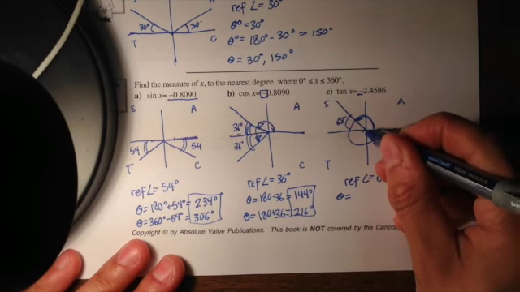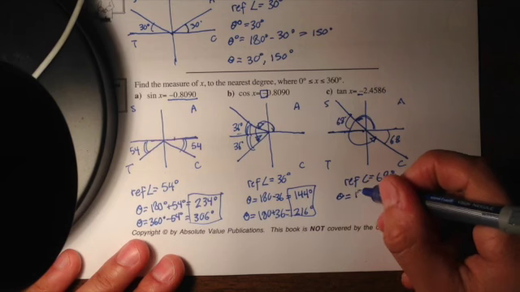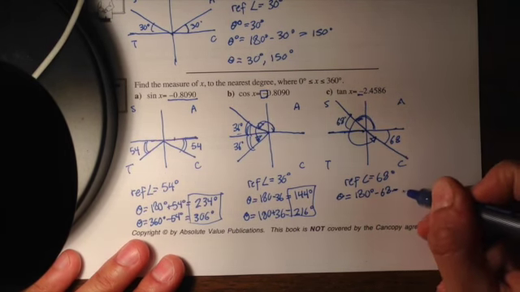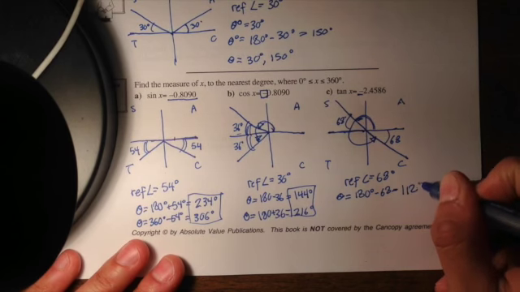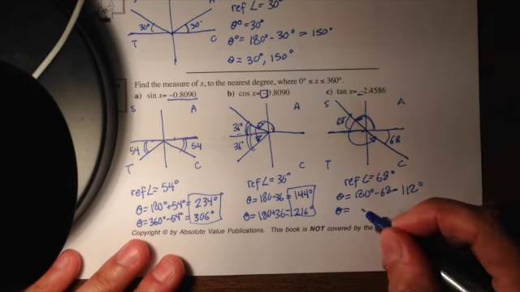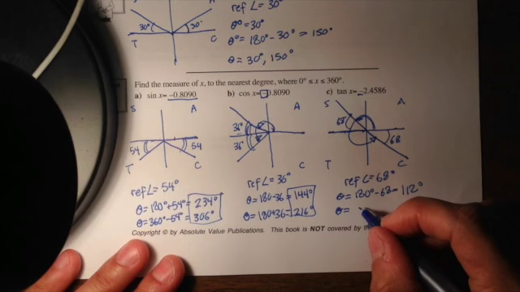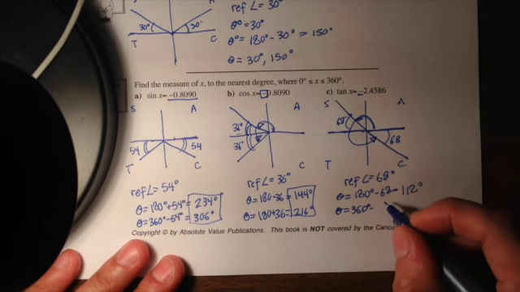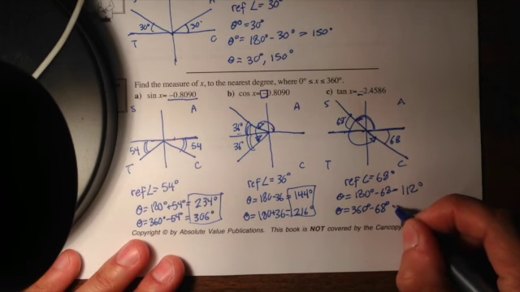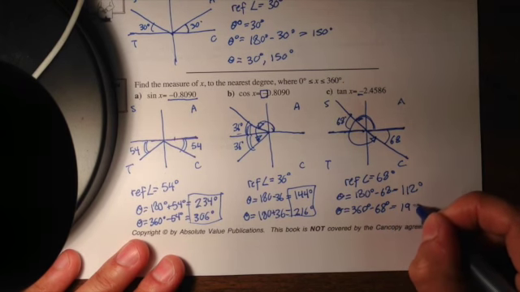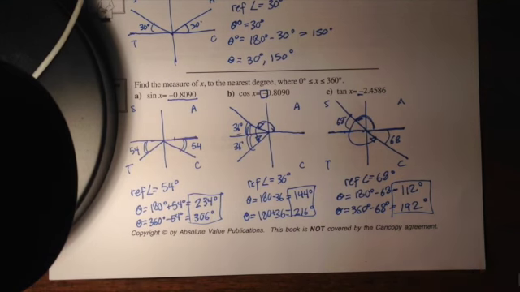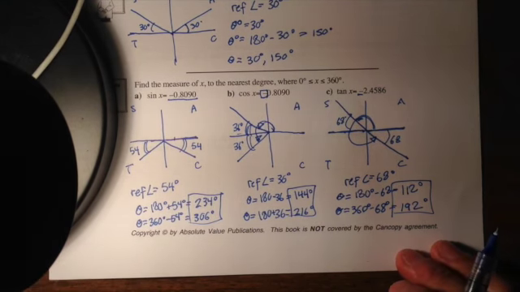And so let's solve this first one. Right here is going to be 180 subtract 68, which would give me 112 degrees. And then my second value of theta will be 360 degrees subtract 68, which would be 292 degrees. And that's how you do class example number 6.